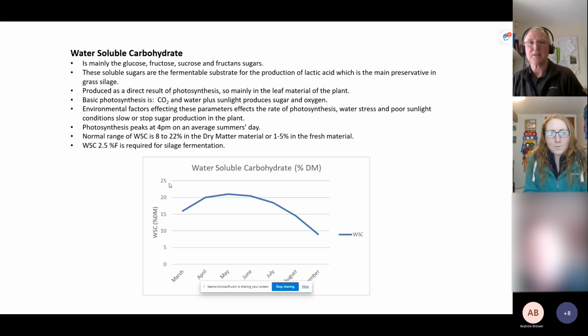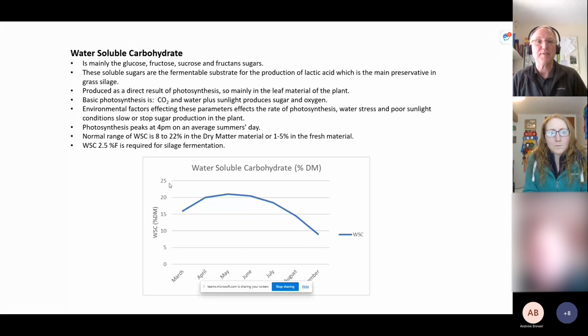And we forget that grass is a plant, and even though cattle have been grazing it for hundreds, thousands of years, the key point is it still needs the sunlight, it still needs the water, and it still needs carbon dioxide, ironically, to keep it growing. So if we lose out on any of those, we don't get much growth. Again, it tends to peak during mid-afternoon on an average summer's day.